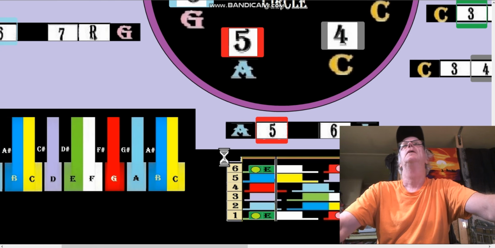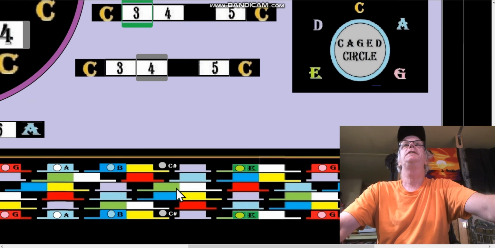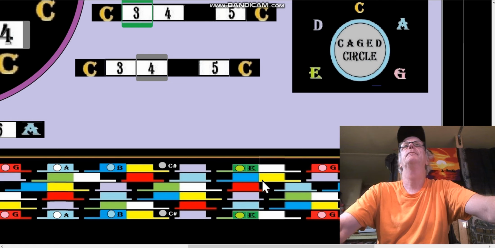Okay, so in the D pattern it would be 2, 3, 4, 5, 6, 7, root, 2, 3, 4, 5, wrap up, 6, 7, root, and then 2, 3, 4 on top. We'd have a D-shaped C there, D major shaped C, but this is actually a Dorian pattern in the key of C because we're starting on the second degree.